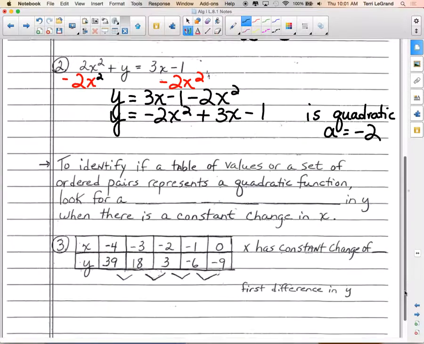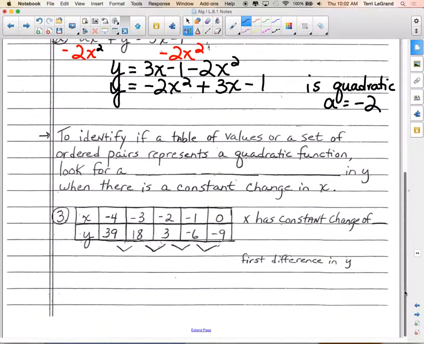Okay, before we do this next one, I want you to go look back at page 522. Does anybody remember, from a table of values, inputs and outputs, how we determined if a function was linear or not? If x and y change at the same rate. Do they have to both change at the same rate, or do they have to have a constant change? They have to have a constant change.